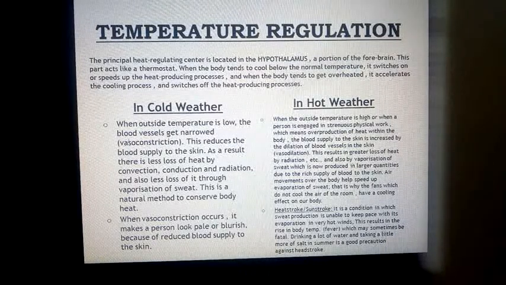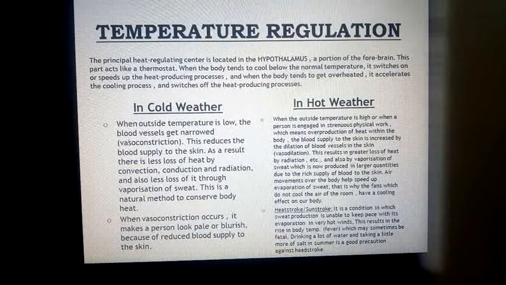In hot weather, when the outside temperature is high or when a person is engaged in strenuous physical work, which means overproduction of heat within the body, that is in the gym or some exercise or physical laborers, etc. The blood supply to the skin is increased by the dilation of blood vessels in the skin. That is called vasodilation. This results in greater loss of heat by radiation, etc.